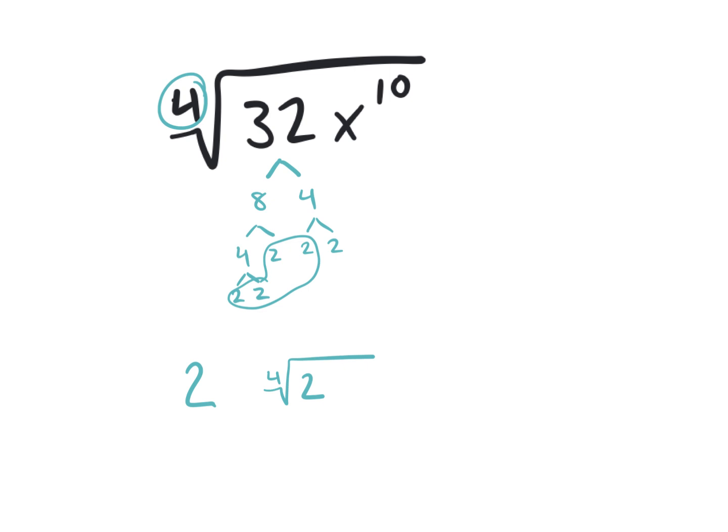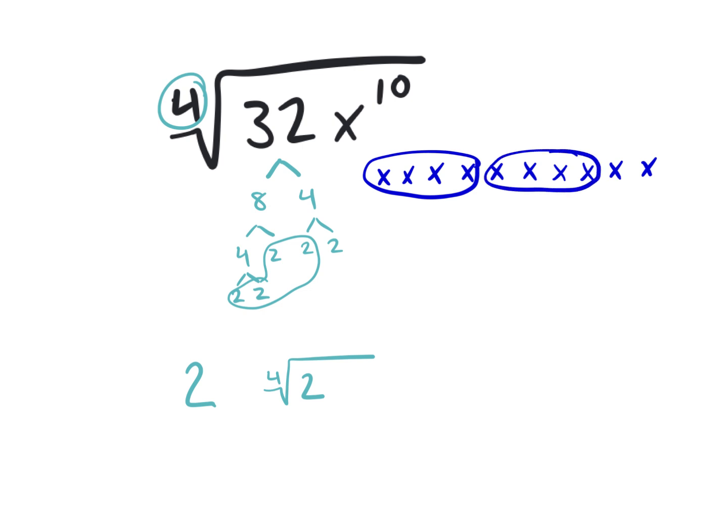Let's do the same thing with the x's. How many x's do we have here? 10. You can write them out if you want to. 1, 2, 3, 4, 5, 6, 7, 8, 9, 10. How many of a kind do we circle? 4. So I've got 4 of a kind, 4 of a kind, and 2 left over. What comes to the outside? 2. Just 2? 2x. How would we write that?